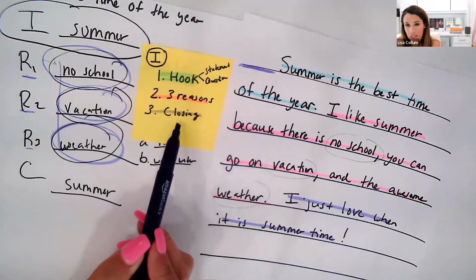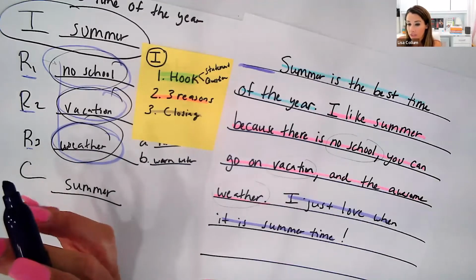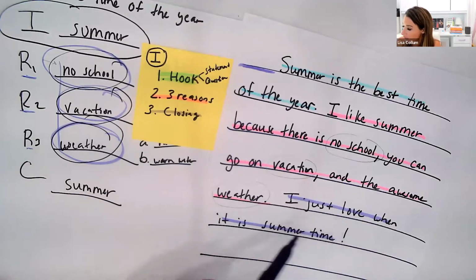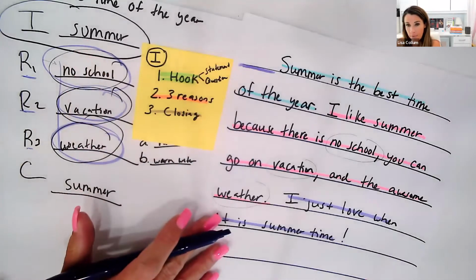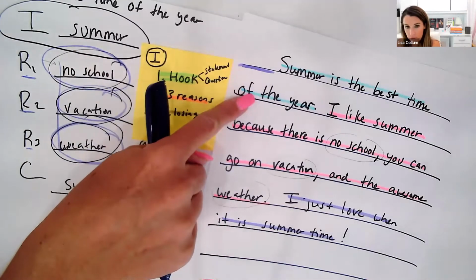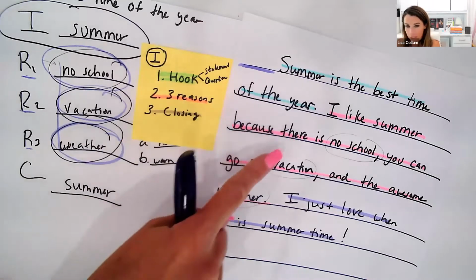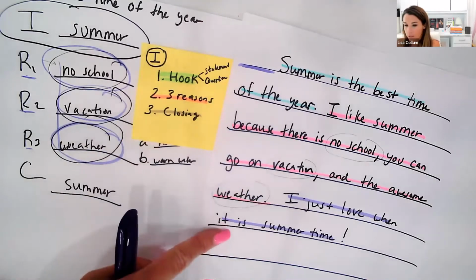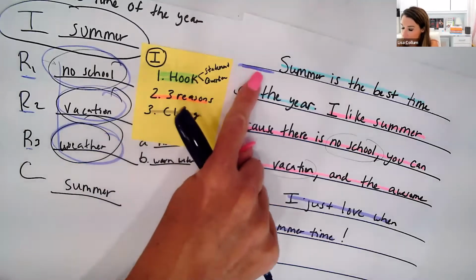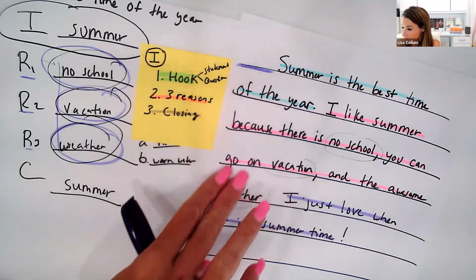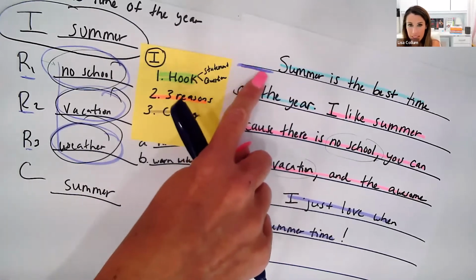And then my closing, where I just say something nice about the topic. I said, I just love when it is summertime. So you can see again, this is my I paragraph. I have my hook in blue, my 3 reasons in pink, and my closing in purple. And I indented just at the beginning. No other sentence did I indent, just at the beginning of the paragraph.